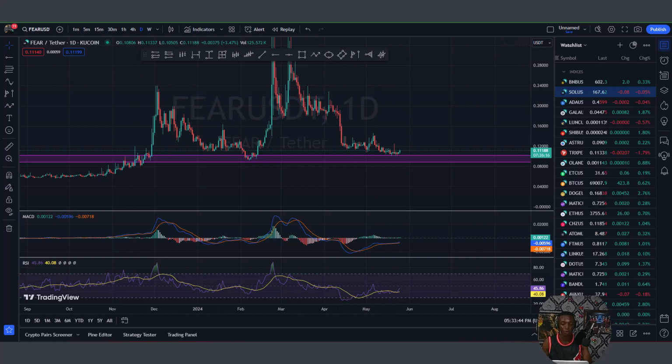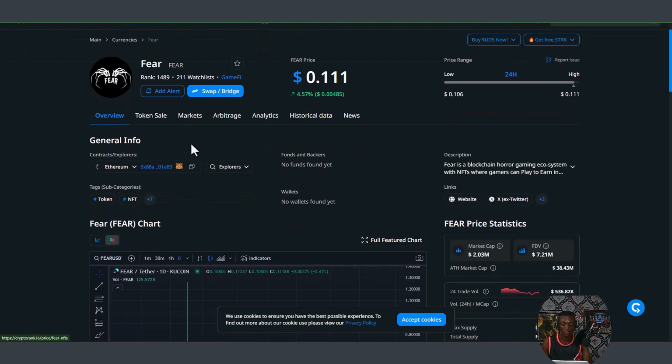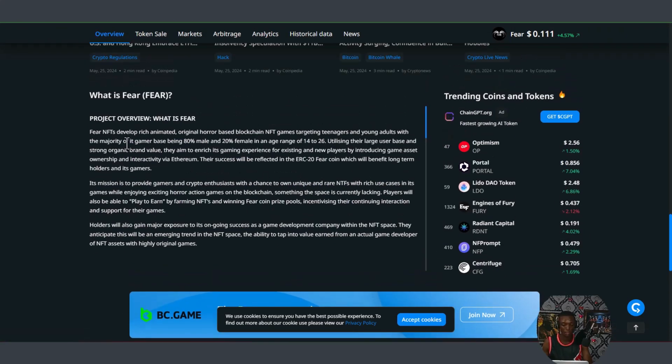Okay, if we go to CryptoRank to check about this particular token, we'll see that this launched on the Ethereum network. Okay, it's launched on the Ethereum network. And what is this coin all about? Okay, if we go to more details and see what this coin is all about.